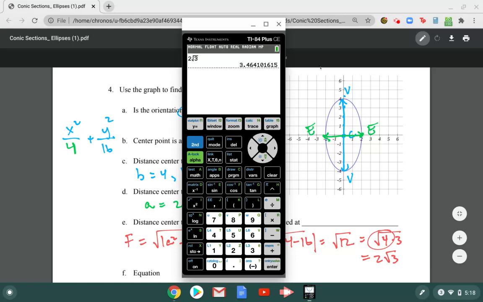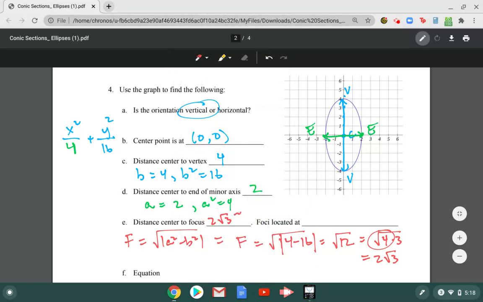2 radical 3 is about 3.5. So let's put that also here. So it's about 3.5. To get to my foci, they're located 3.5 away from the center. So I want to keep the x the same. So as I label these, it's going to be 0, comma, plus or minus 3.5.